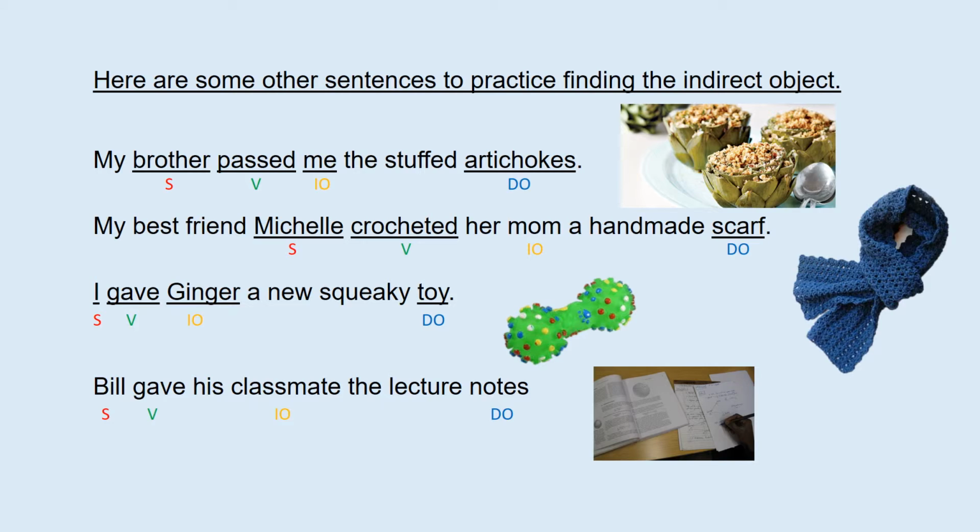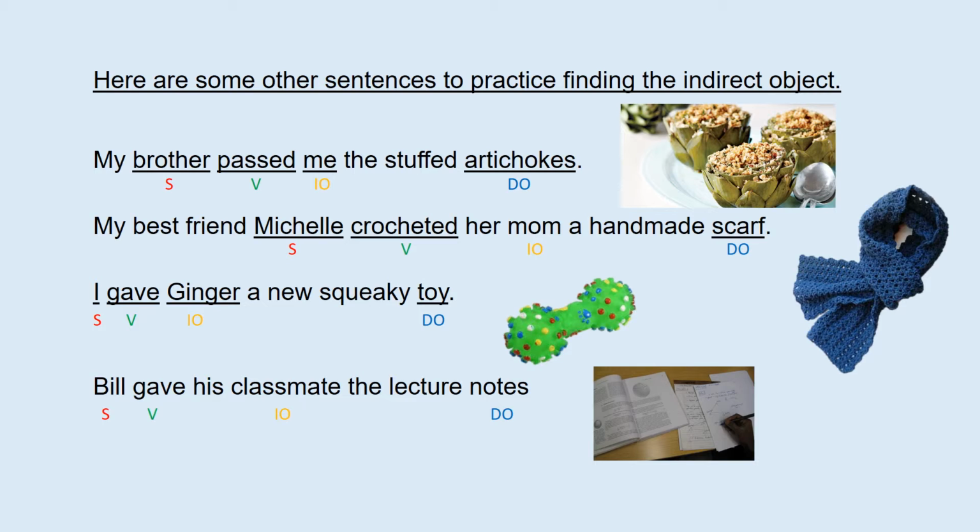Let's take a look at the third sentence. I gave Ginger a new squeaky toy. And just on the side note, Ginger is my little mini dachshund, who I love to death. So, let's see if we can figure out who is the subject of this sentence, or what. Well, the subject in this case is going to be I. I'm the subject. I am the one that's doing something in the sentence. What did I do? I gave something.